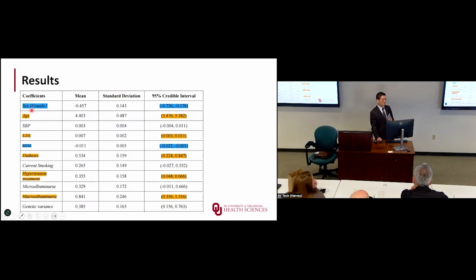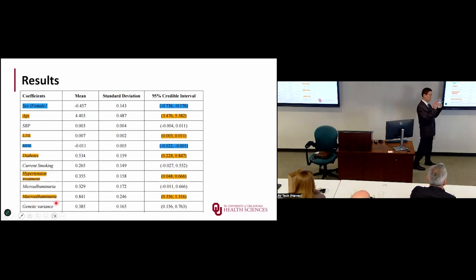Those blue ones, female sex and increasing value of HDL, these are protective effects. So they are associated with longer time to first occurrence of CHD. So they're protective effects. On the contrary, those highlighted in orange, increasing age, increasing LDL, diabetes, increasing hypertension treatment, and increasing values of microalbuminuria are associated with shorter time to CHD. So these are kind of risk factors.